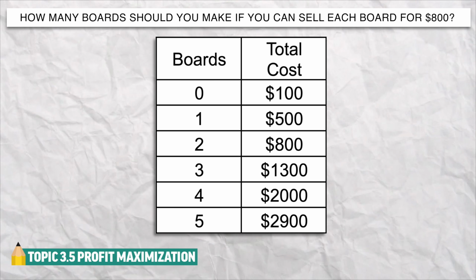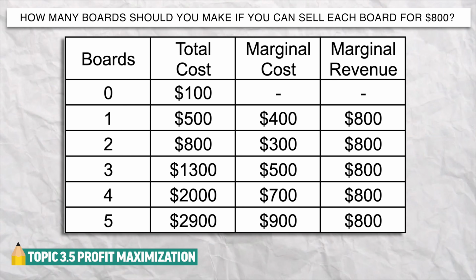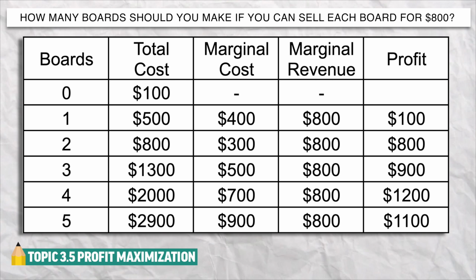The first step is to calculate the marginal cost, the additional cost of producing one more unit. And from there, you're just using marginal analysis. Keep producing as long as the marginal revenue is greater than the marginal cost. So you'd make the first, second, third, and the fourth, but you wouldn't produce the fifth surfboard. Producing 4 surfboards will maximize your profit.